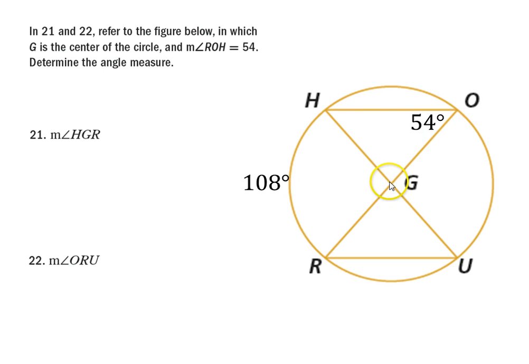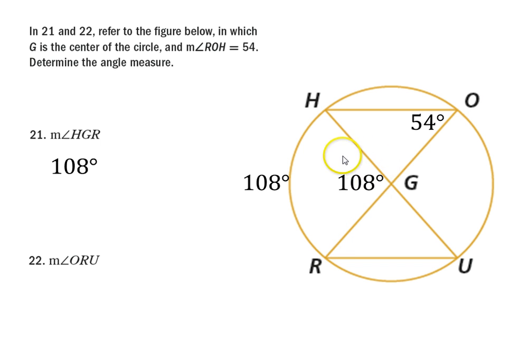And this is a central angle. That same central angle also intercepts that arc, so HGR must be 108 degrees. So HGR is 108 degrees. Now I have to find ORU. So this arc right here is intercepted by this angle. If I knew this angle, I could find the arc. If I knew this arc, I could find the angle.